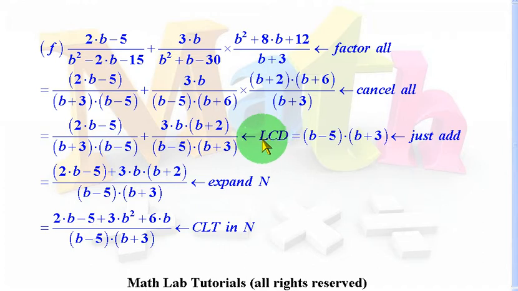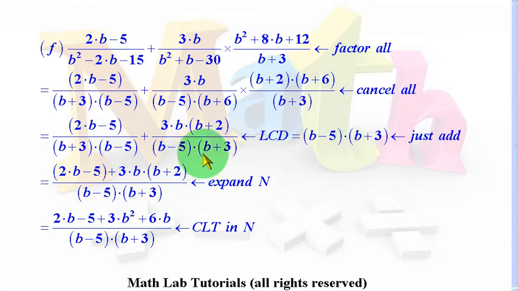So in the LCD, we definitely need a B minus 5, and we definitely need B plus 3. And you know what? I just noticed over here that we have a B plus 3, B plus 3, B minus 5, B minus 5. So we already have a common denominator, and the common denominator is B minus 5, B plus 3, or the other way around, B plus 3, B minus 5. It doesn't really matter the order that you put the factors in.